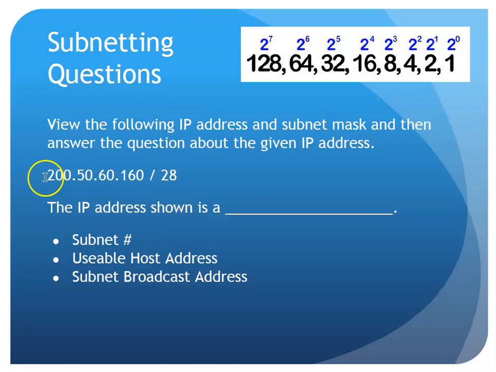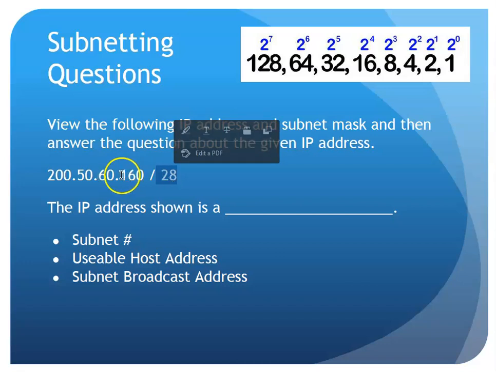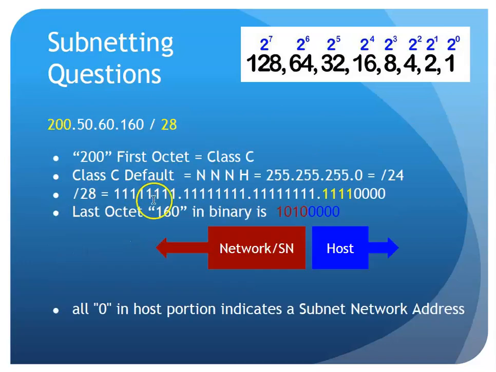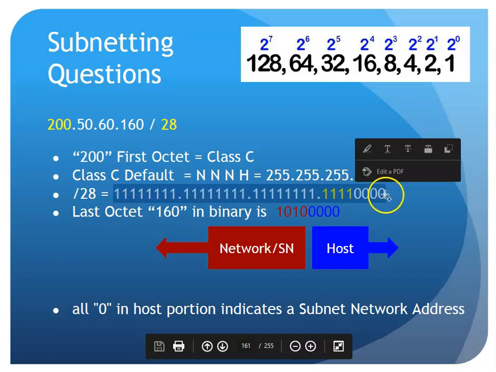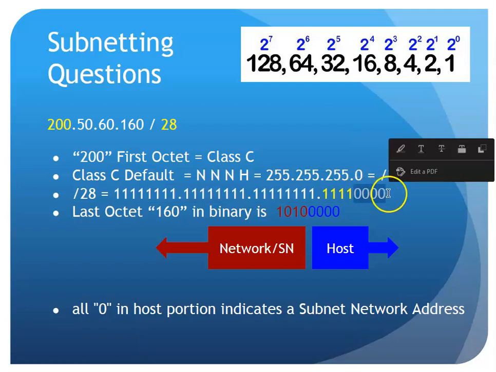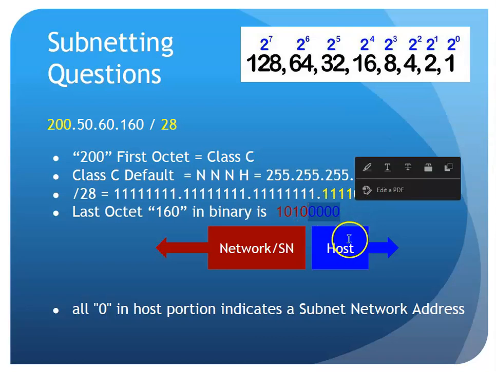Here's another one. 200, another class C, /28 means 4 bits borrowed. Again, I'm going to look at this octet to know what's going on. What's going on with a 160? I'm going to take 160 and write it out in binary. I find out the host portion is all zeros. Host portion of all zeros means it is a network number, a network address. We've borrowed 4 for subnet, which means the remaining 4 are host. That's the piece we're focusing on, and that host portion is all zeros, so we know it's a network number.